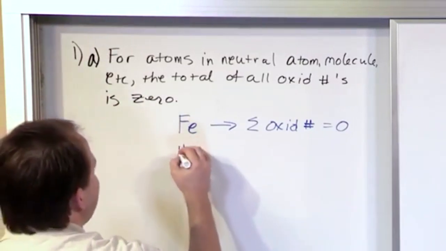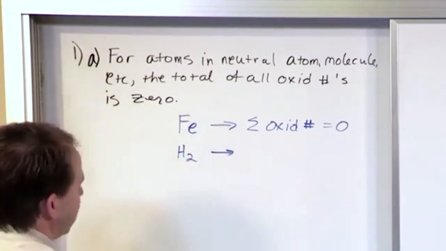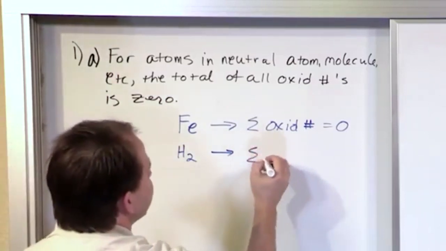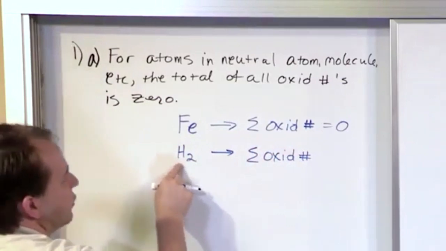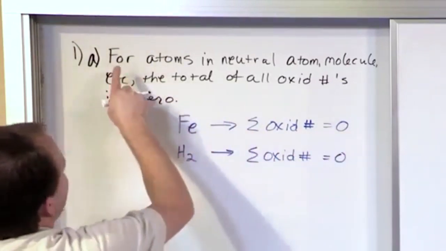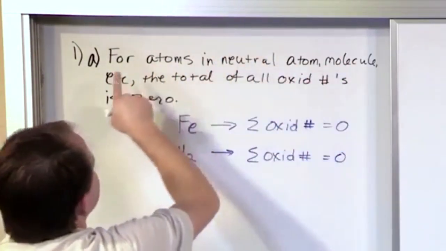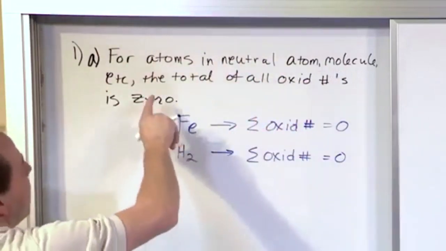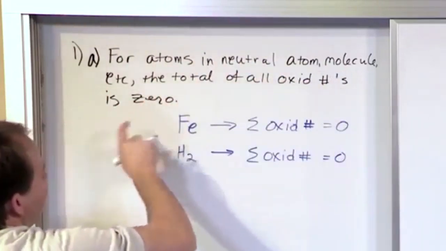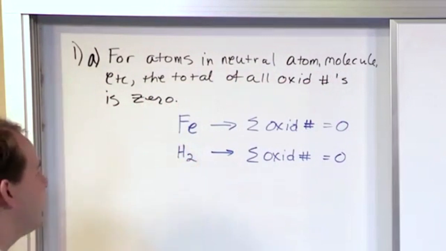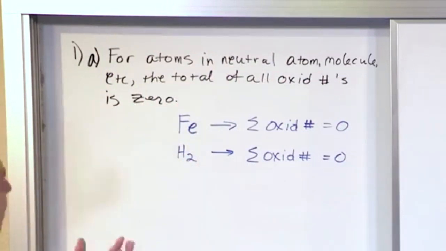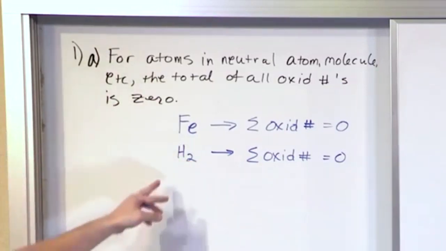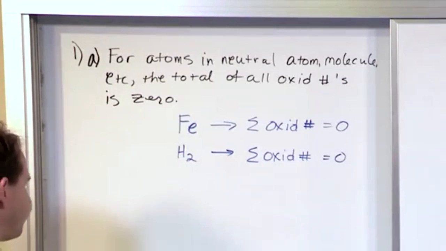All right? If you have hydrogen gas just sitting off by itself, floating in a balloon or something, you know that the sum of the oxidation numbers in this molecule here is 0, because it says for neutral atoms, molecules, etc., any kind of compound, anything, the total of all the oxidation numbers has to be 0. So that means that since the sum of these oxidation numbers is 0, and since it's the same atom in there, it's basically implying that the oxidation number of this hydrogen is 0.